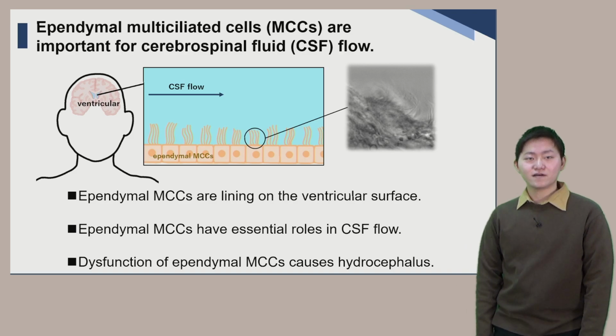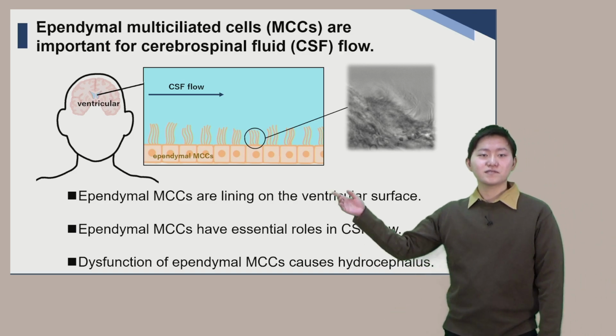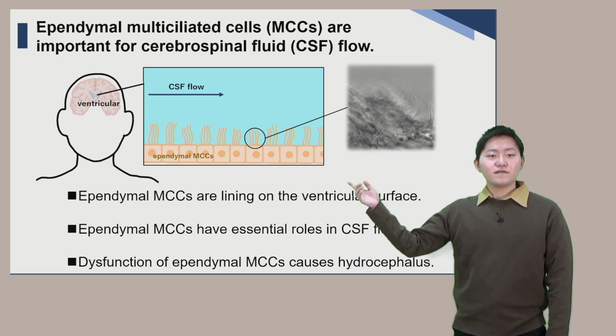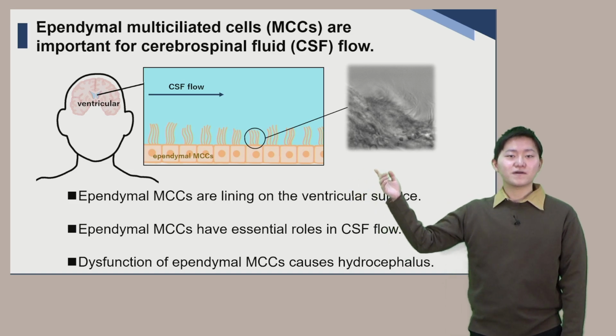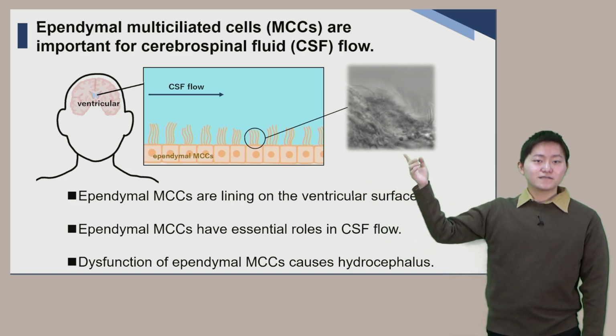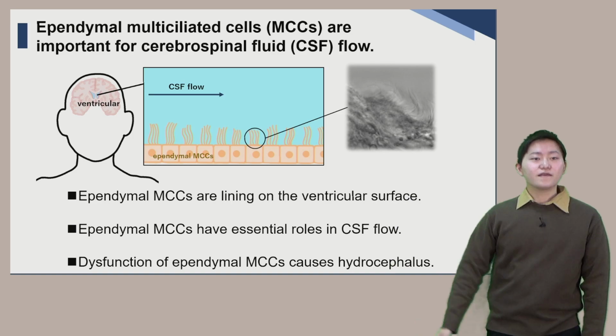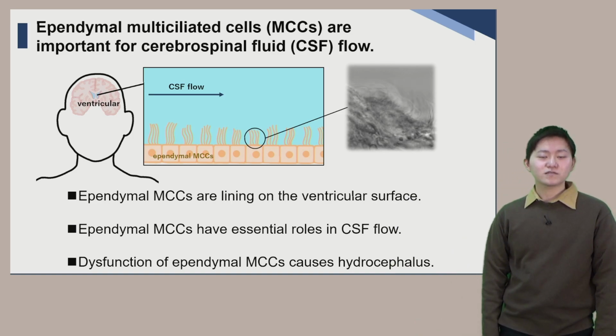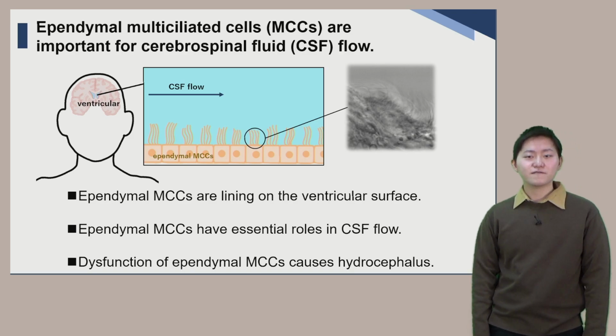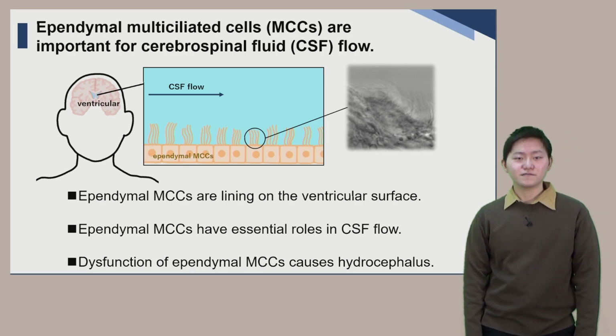Ependymal multiciliated cells, here called ependymal MCCs, line the ventricular surface and have an essential role in cerebrospinal fluid flow like this. Therefore, dysfunction of ependymal MCCs, such as lack of cilia or ciliary movement disorder, causes CSF retention, resulting in hydrocephalus.